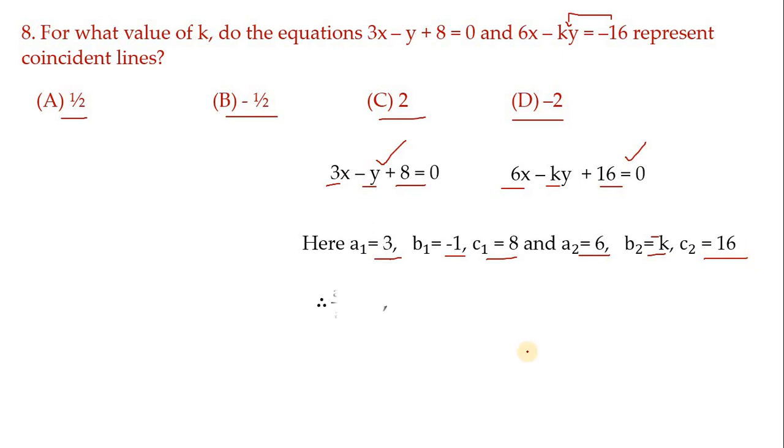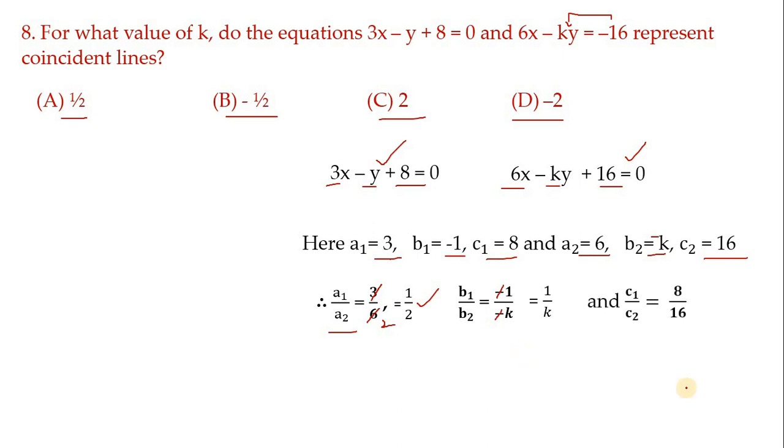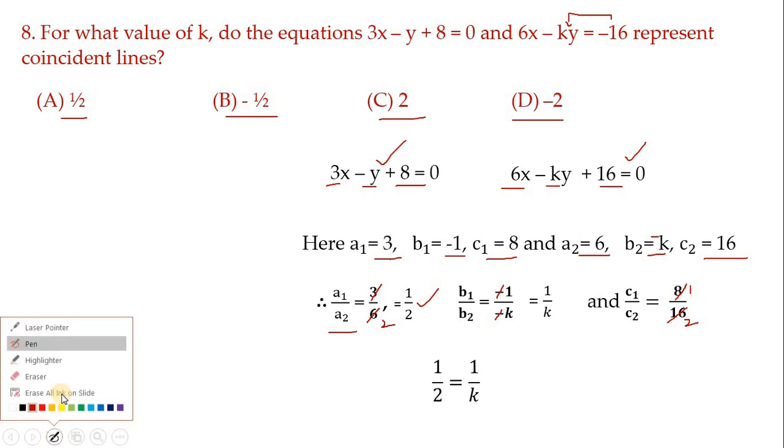So first is A1 by A2. So A1 by A2 is 3 by 6. Let me cancel this. 3 1s are 3, 3 2s are 6. So the answer is 1 by 2 for us. Next B1 by B2. So here minus and minus get cancelled. We get 1 by k. Next C1 by C2. So we get 8 by 16. So here 8 1s are 8 and 8 2s are 16. So we get 1 by 2 itself here also. But keep it in mind.